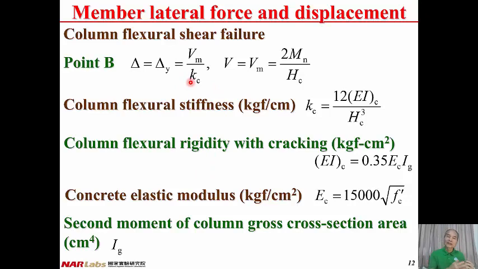How do we calculate the coordinates of these points? We move to point B, where delta equal to delta y equal to Vm divided by Kc, and V equal to Vm equal to 2Mm divided by Hc. Kc is the column flexural stiffness, equal to 12 times EIc divided by Hc cubed. Due to cracking, the flexural rigidity of the column is reduced to 35%. Therefore, EIc equal to 0.35 times Ec times Ig. Ec is the concrete elastic modulus, equal to 15,000 times the square root of fc prime. And Ig is the second moment of area of the gross cross-section of the column.